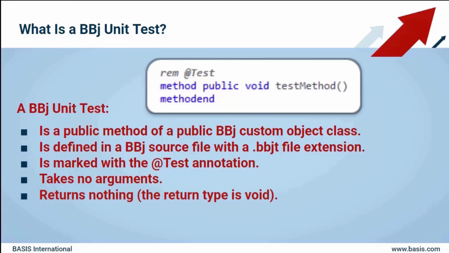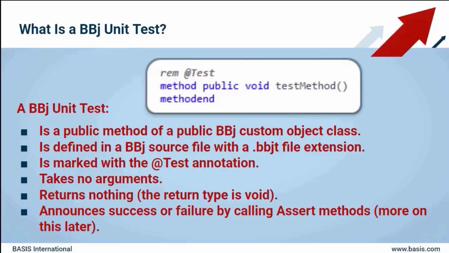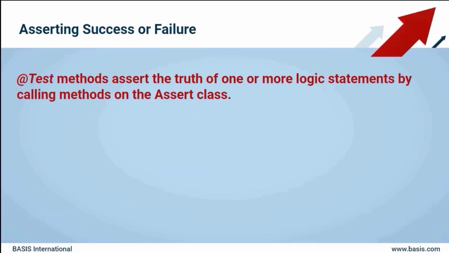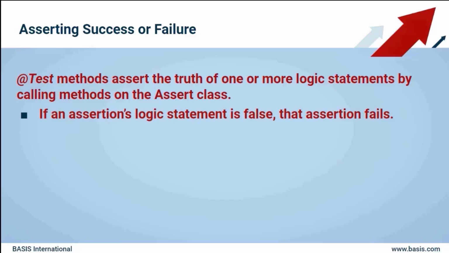So the only way to communicate the success or failure is by using a model that we'll talk about in a moment called the assert methods. And we're going to do that in just a minute. We'll talk about how you report success or failure. @test methods assert the truth of one or more logic statements by calling methods on the assert class. So the assert class is a special class that the plugin provides for you and lets you then say certain things that are consistent with the Java unit test model for assert. So if you're familiar with Java's unit testing, this is similar.